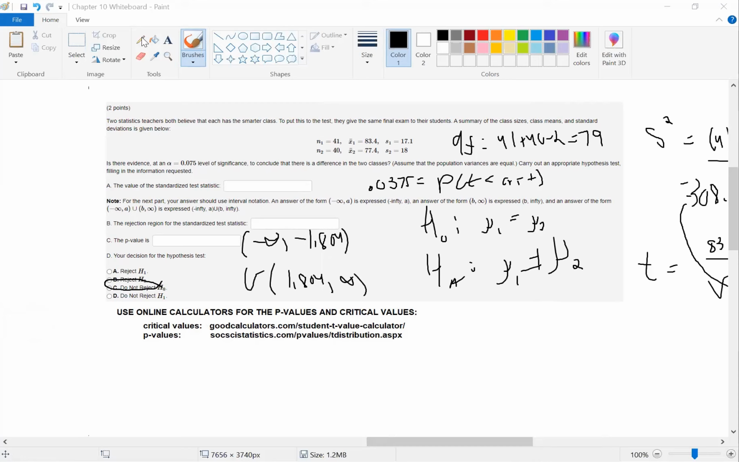And don't worry about assuming that p is less than 0.05, because in this case, it'd be p is less than 0.075. So if you want to get the p-value and use the p-value approach, you can use this link. If you want to use the critical value approach, you can use this one. Both of them work.